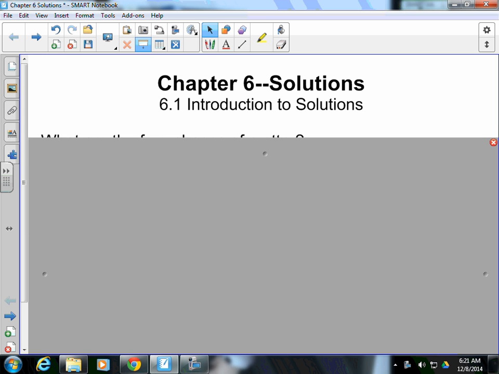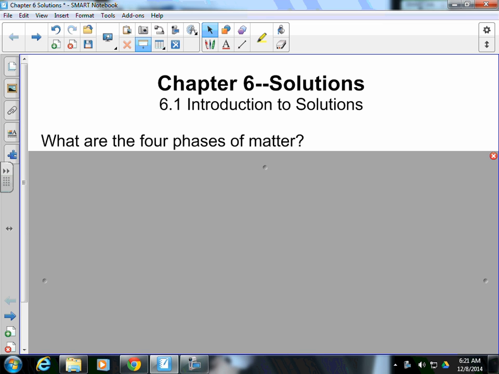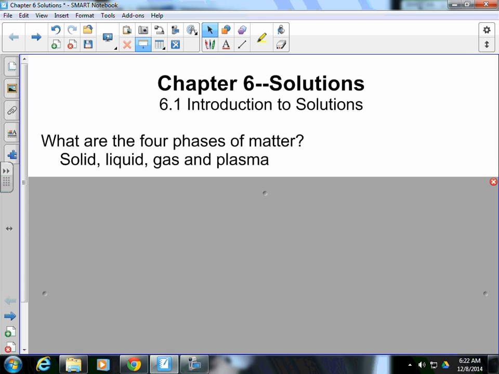Now, when we talk about solutions, we need to review a couple things. Number one, what are the four phases of matter? The four phases of matter are solid, liquid, gas, and anyone remember the fourth one? Plasma. So solid, liquid, gas, and plasma. Anytime we can combine these things together, it's possible that we make a solution.